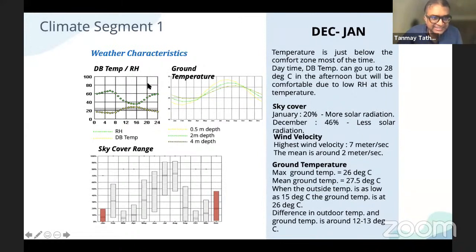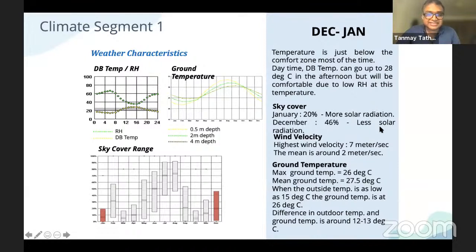So here I see that during this period, I have certain periods when the temperature is actually lower than my comfort conditions at night. During the day, it's more or less okay, with maybe an hour or two slightly above this. My humidity is maybe 65%, but during the daytime, it may be dry. The ground temperature range is between 30 to, sorry, 18. And my sky has a little bit of cloud cover. So I say sky cover 20%, good solar radiation.